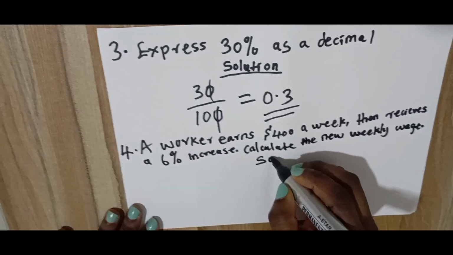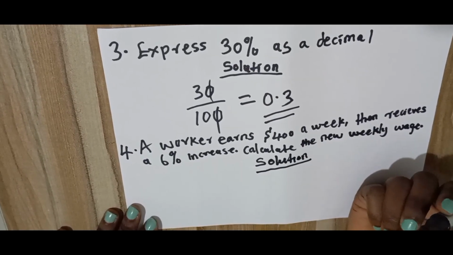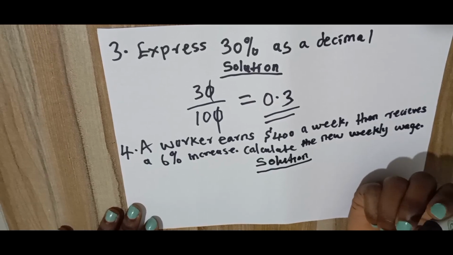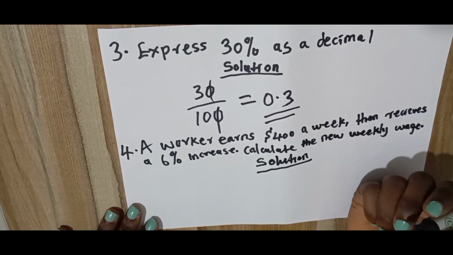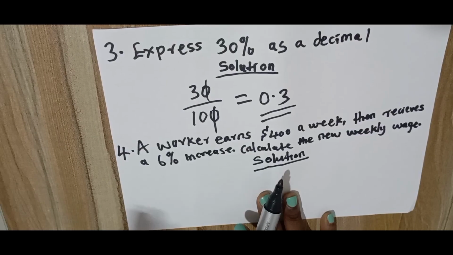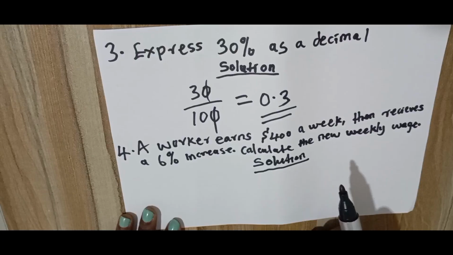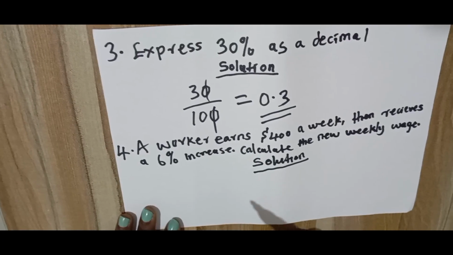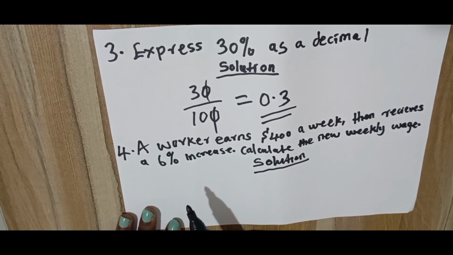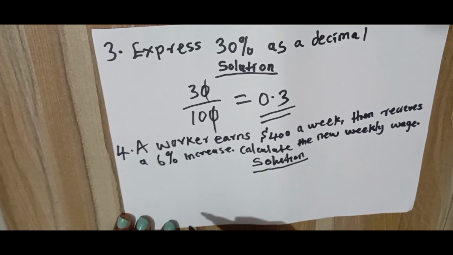Okay, so let's dive into the solution. A worker earns $400 a week, then receives a 6% increase, calculate the new weekly wage. So basically what they want us to calculate is his new weekly wage after the 6% increase, right? Initially he earns $400 a week, and that is going to change because a 6% increase has been made. So let us dive into it.